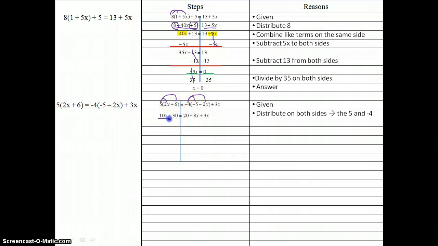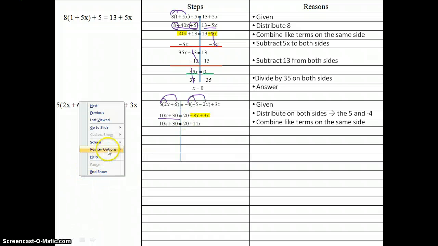So we're going to look on this side. Are there any like terms? No, there aren't. So we're not going to combine. Then we're going to look at the other side. Are there like terms? Yeah, there's 8x plus 3x. So we're going to combine those. And that's going to give us 11x. Everything else stays the same.